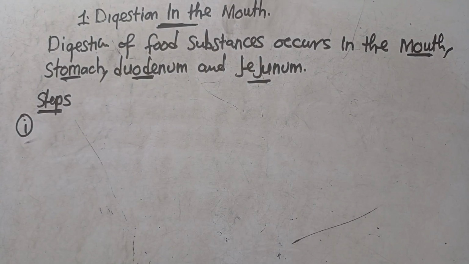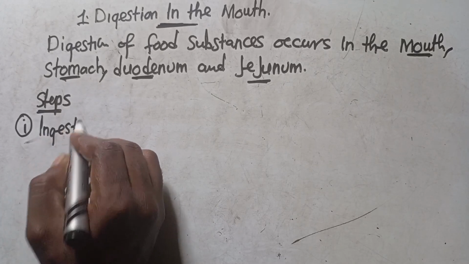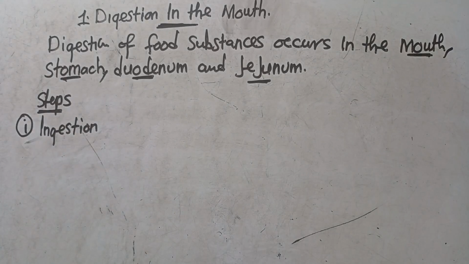The first thing that you need to understand is what we call ingestion. I guess you know what ingestion is. I guess no one is having challenges here. Ingestion is just the intake of food substance into the mouth. So when you get that food, you put it in your mouth. That is what we call ingestion. I guess we are moving together. This is the first step.